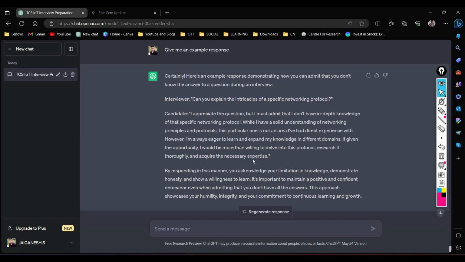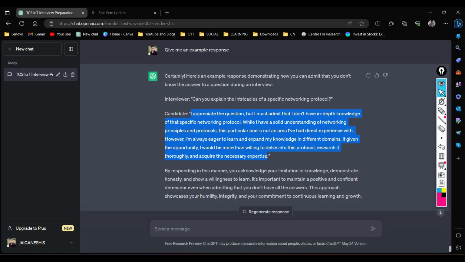The candidate says, and here is one way you can admit that you don't know the answer: I appreciate the question, but I must admit that I don't have in-depth knowledge of that specific networking protocol. This says that you have sufficient knowledge of networking, but you are not aware of the particular protocol the interviewer is asking about. That is the way you can put your answer in front of the interviewer rather than simply saying sorry or I don't know.